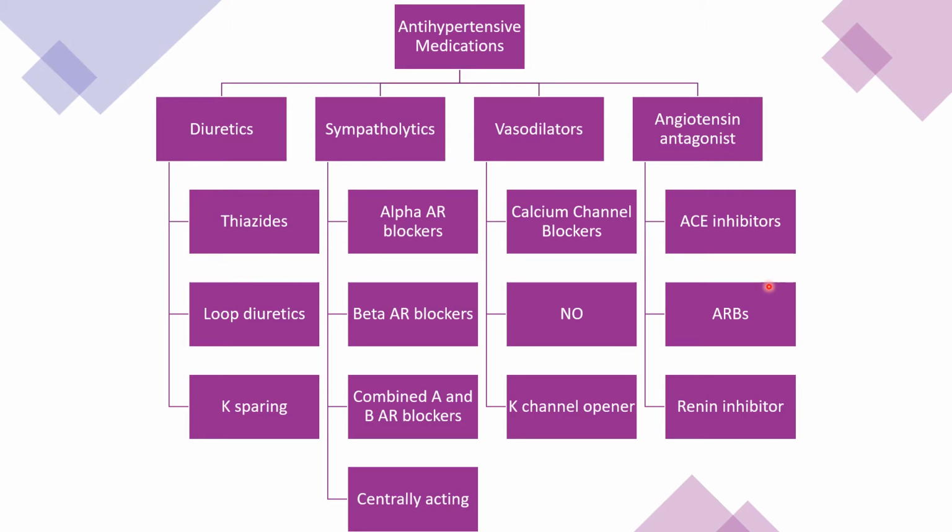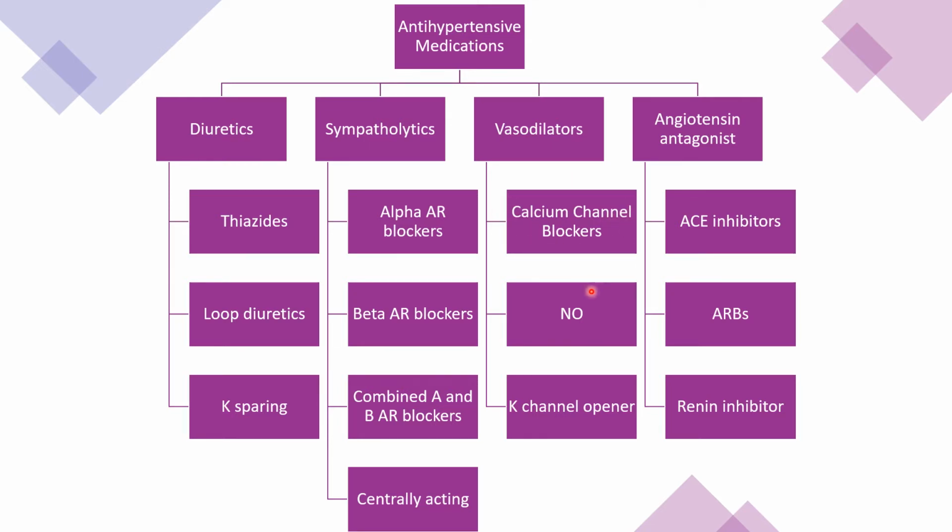So the next group of drugs that we commonly use for hypertension are the vasodilators. There are 3 main mechanisms as to how vasodilators work. Firstly, they can block the calcium channels in the myocardium and in the smooth muscles of arterioles as well. Those drugs, we call them calcium channel blockers.